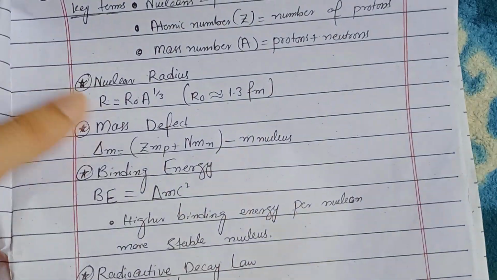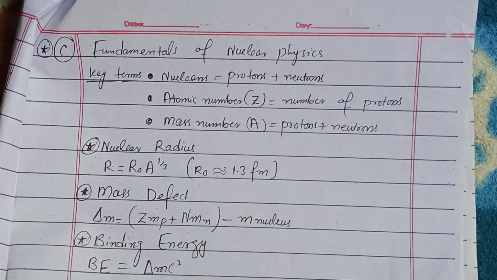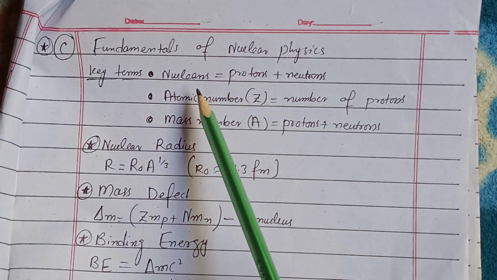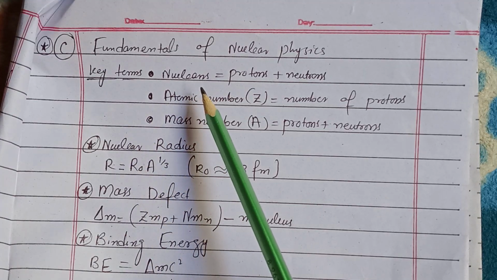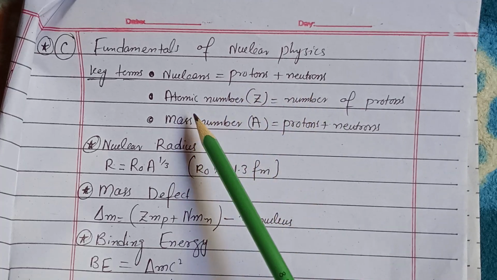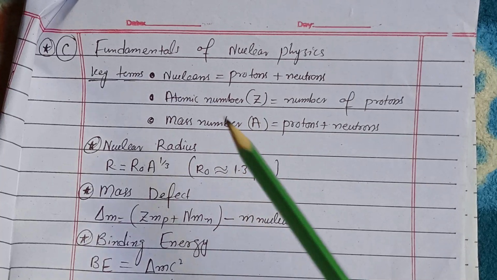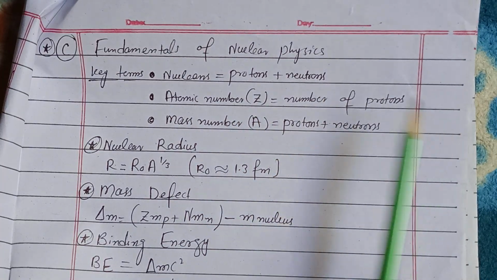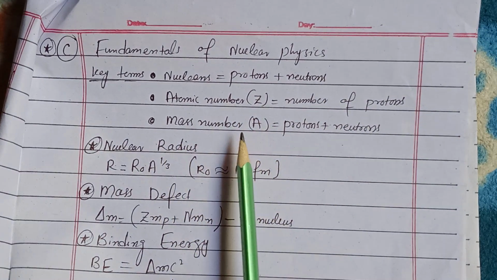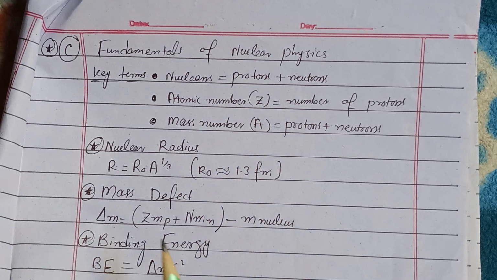This is fundamentals of nuclear physics. Key terms, and this is nucleons. What is a nucleon? Nucleons are the sum of protons and neutrons. Next is atomic number. Atomic number is represented by Z, and it is equal to the number of protons. What is mass number? Mass number is represented by A, and it is the sum of protons plus neutrons. You must also memorize it.